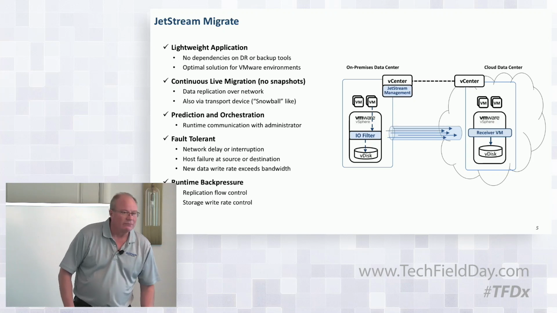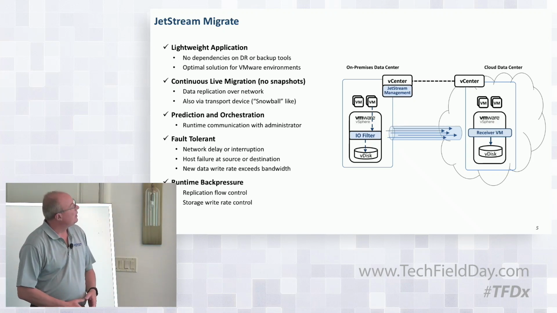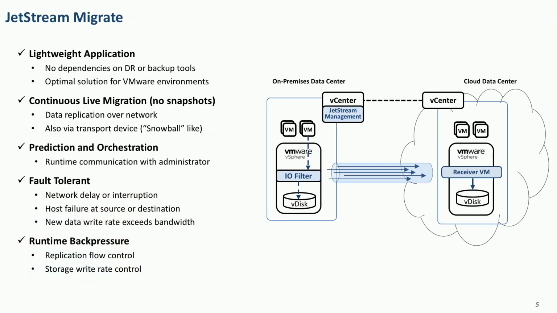The second product that we are using I/O filters in is JetStream Migrate. And JetStream Migrate, I mean, there are a lot of solutions for virtual machine migration. What we set out to do was to build the simplest yet most powerful solution for migration at the request of cloud service providers that said, I'm tired of telling my enterprise customers that they have to deploy a DR framework just to migrate their VMs to my hosting capability.